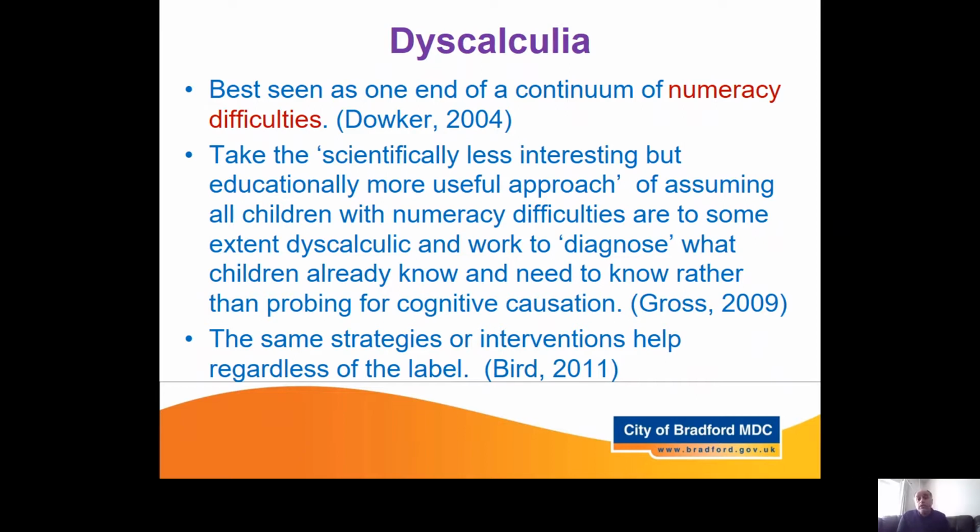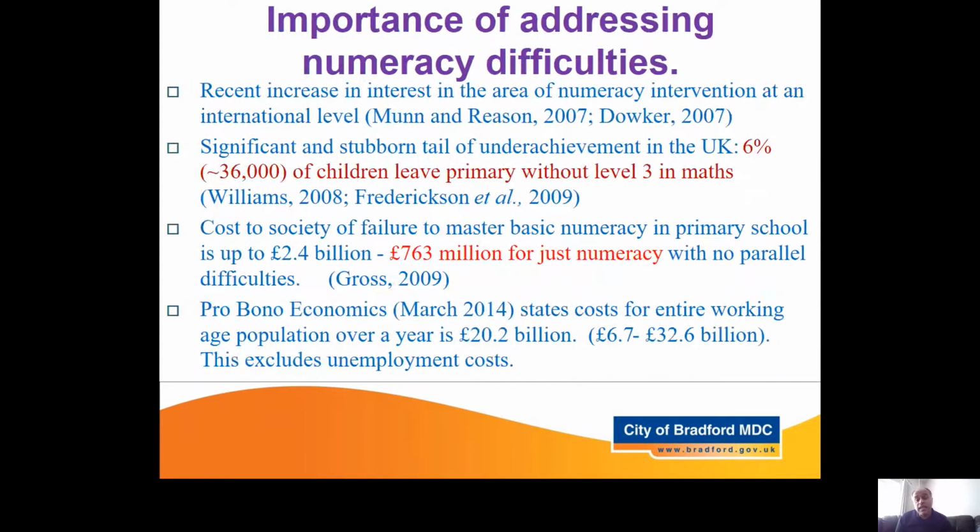Now, it's become very important to address numeracy difficulties. There's been a recent increase in interest in the area. On an international level, we do as well as other countries in terms of science, but not with mathematics. And even though there's such an overlap with science and mathematics, we don't really know the reason why. So we're looking into that in more detail. We have a significant and stubborn tail of underachievement. About 6% of our children leave primary school without level 3 in mathematics.